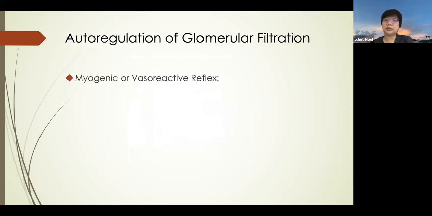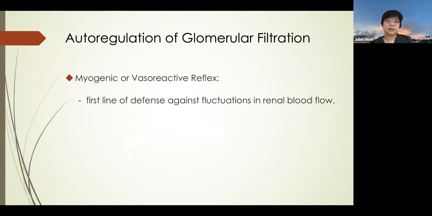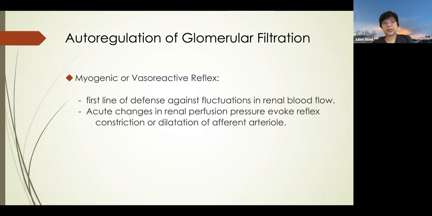So what are the autoregulation mechanisms? First is the myogenic or the vasoreactive reflex. This is the first line of defense against fluctuation in renal blood flow. So the acute change in renal perfusion pressure evokes reflex constriction or dilatation of the afferent arterioles. If you have an increased blood pressure, you would have an acute vasoconstriction. And if there's a decreased blood pressure, there will be dilatation of the afferent arteriole.